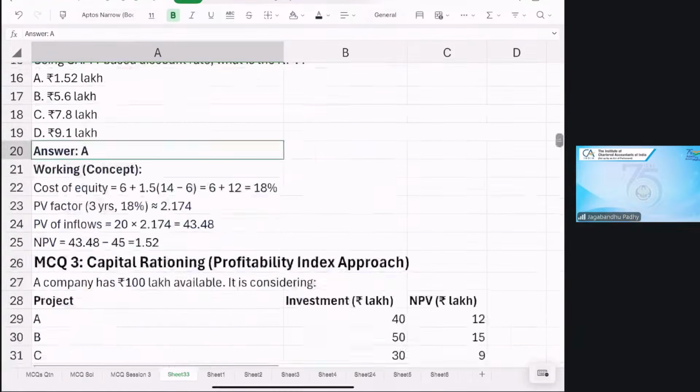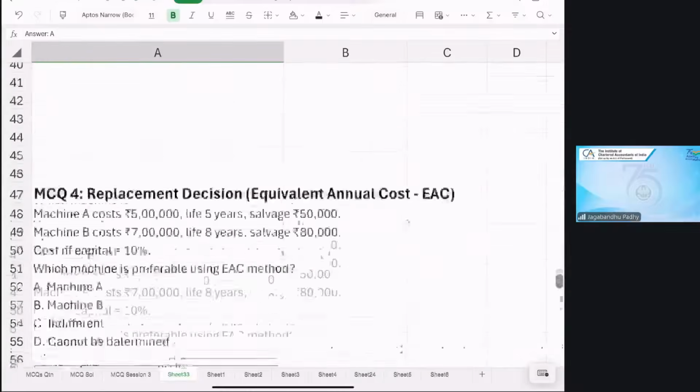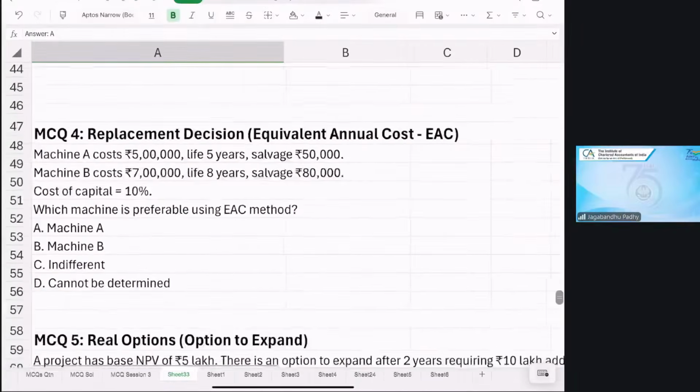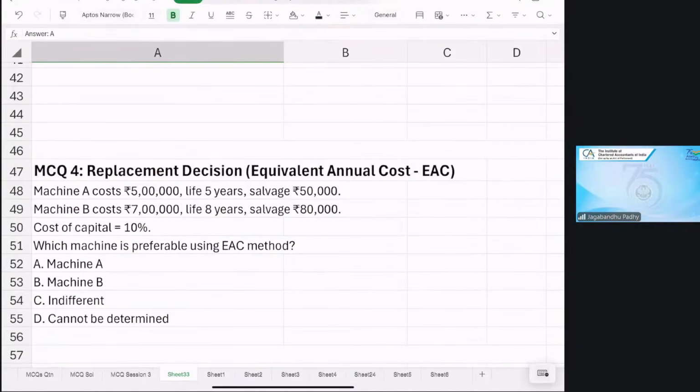Okay. Then let us look at another case. Look at this last MCQ for the day, which is machine A costs 5 lakh, life is 5 years, salvage 50,000. Machine B costs 7 lakh, life is 8 years, salvage 80,000, cost of capital 10%. Which machine is going to be preferable under equivalent annual cost method? So we have to calculate the equivalent annual cost.